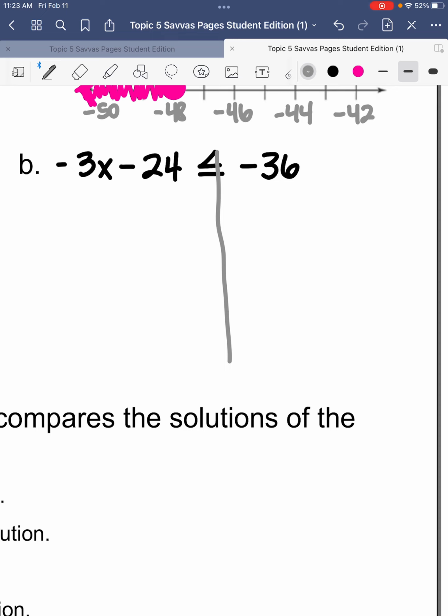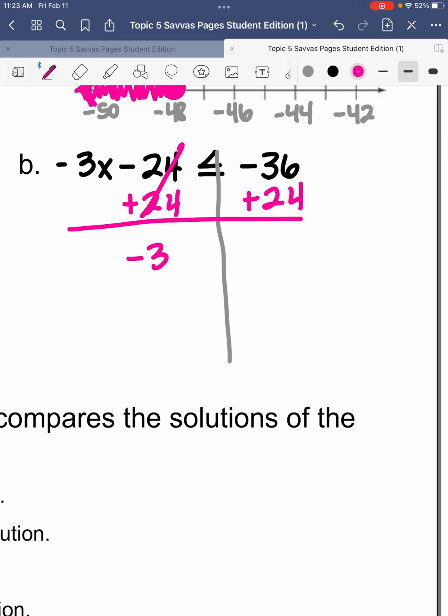The first thing I'm going to undo is that negative 24. So I'm going to add 24 on both sides. So on the side with the x, the 24's cancel out, and I can bring down negative 3x. Adding 24 does not make me flip my symbol, so it's still less than or equal to. And on the other side, I've got negative 36 plus 24, which is negative 12.